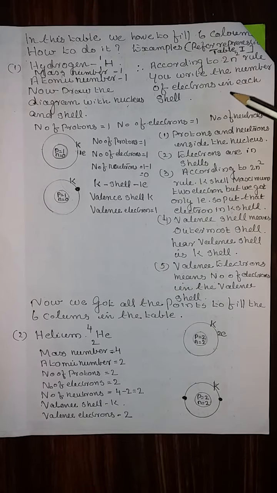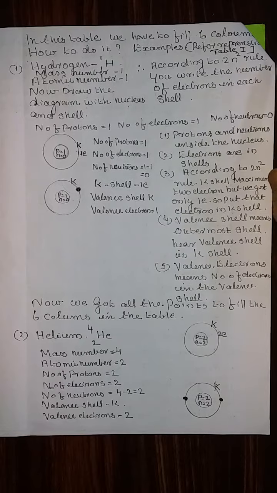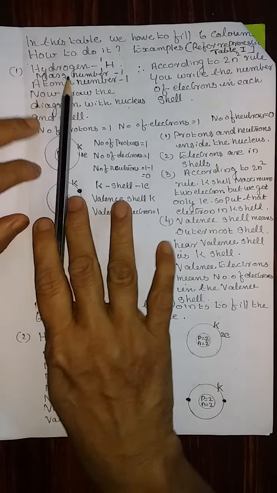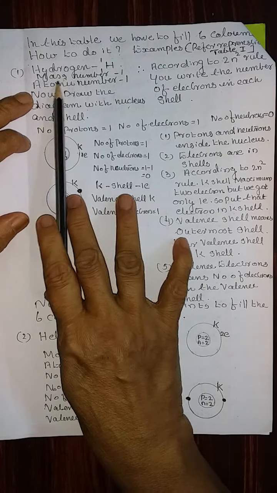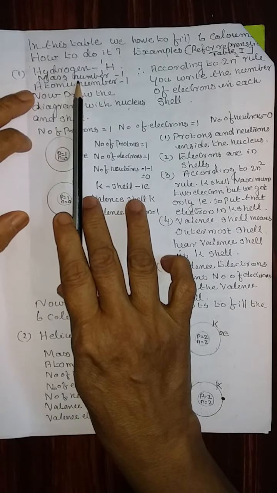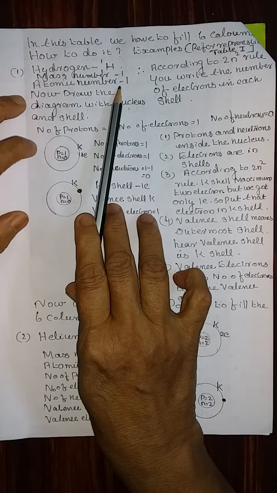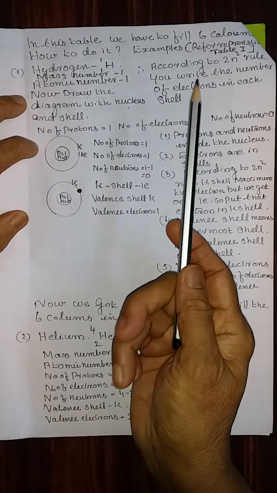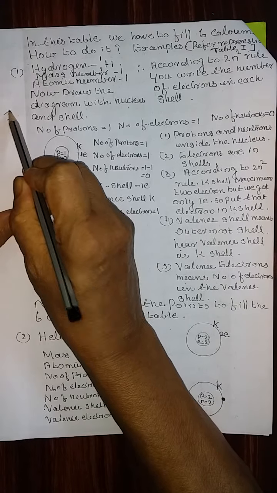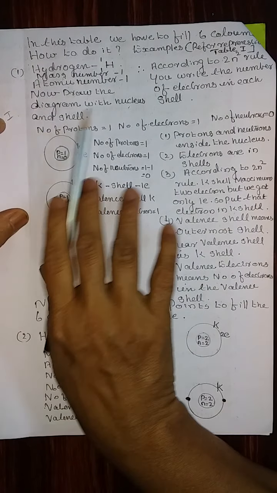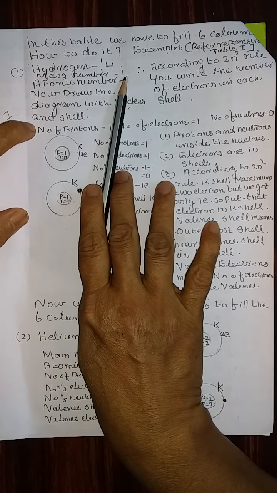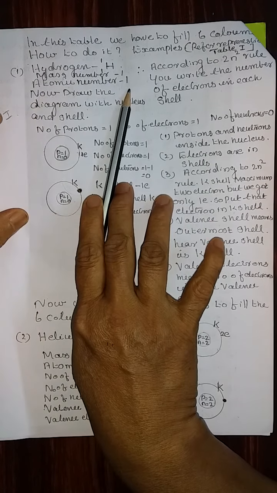Now, in order to complete the other 6 columns in the table, let us take one element first as an example: hydrogen. You know the symbol for hydrogen is H. Write the mass number and atomic number, or the representation, from the previous table, that is table number 1. From that first table you get the representation. Write the representation, then write the mass number and the atomic number.